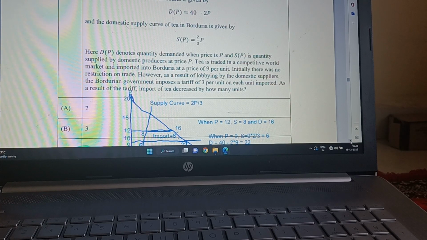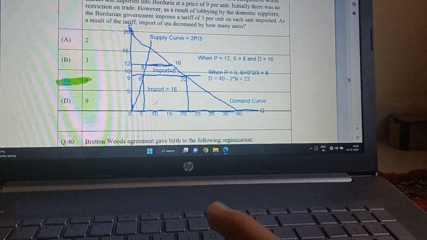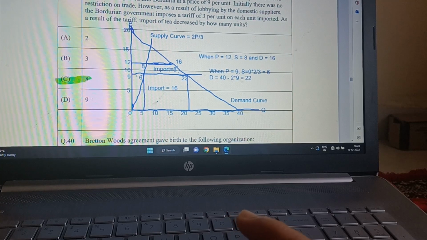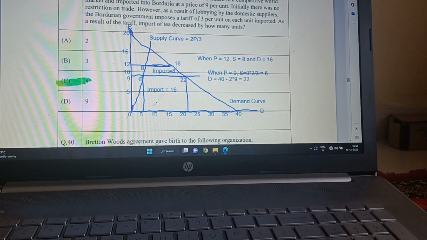So here D(P) denotes quantity demanded, and tea is traded in a competitive world market and imported into Borduria at a price of 9 per unit. So it is a competitive world market, means the price is constant. Price is constant means the price is a horizontal straight line like this at 9. So that's what I drew, this curve at 9. Price is constant at 9 when there are imports.